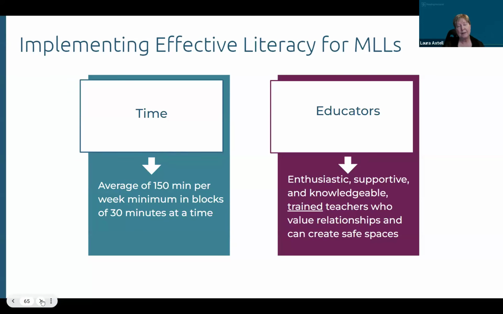So implementing effective literacy for MLs is really focused on four separate things. One is time. They obviously need lots of time, and they need time with an English speaker or someone that can help them with pronunciation and things like that. We would hope that would be a minimum of 150 minutes per week, if possible. I know that's not always possible, but 30 minutes at a time. So as much time as you can get in blocks of 30 minutes for the reasons we mentioned.